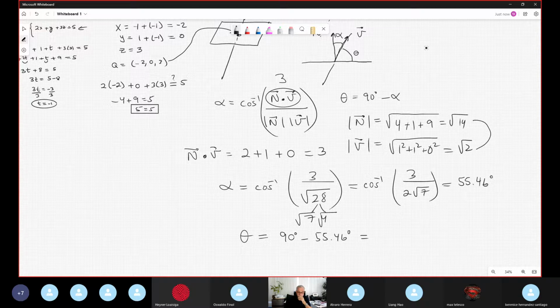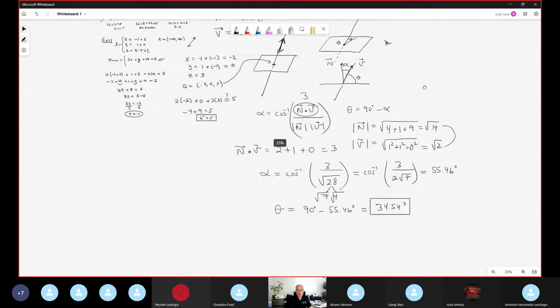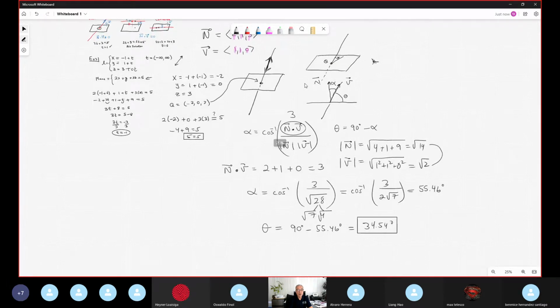And the answer is 34.54 degrees. This information is more accurate because you investigate at what point the line and the plane touch, and you also investigate at what angle this line is incident onto the plane. Okay. Also, no problema. Do you understand very well?